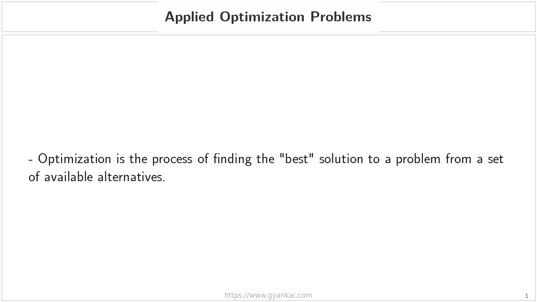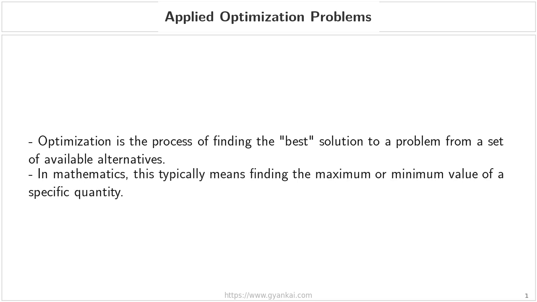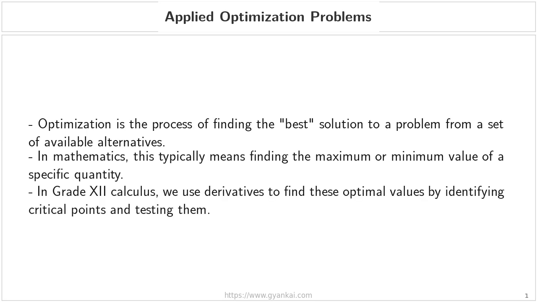In a general sense, optimization is the process of finding the best possible solution to a problem from a variety of available alternatives. Now, when we translate this concept into the language of mathematics, the idea of the best solution typically refers to finding either the maximum or the minimum value of a specific quantity. For instance, in a real-world scenario, this could mean maximizing the area of a plot of land or minimizing the cost of production. As grade 12 calculus students, we use derivatives as our primary tool to find these optimal values.